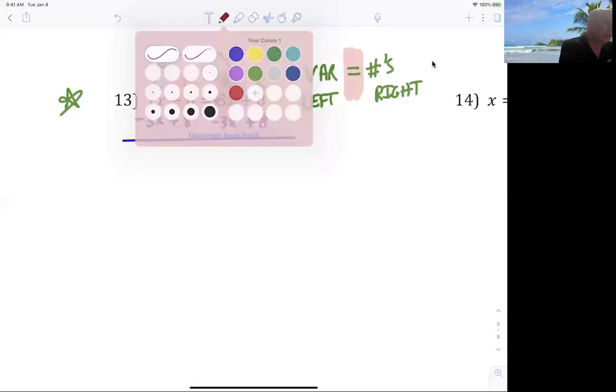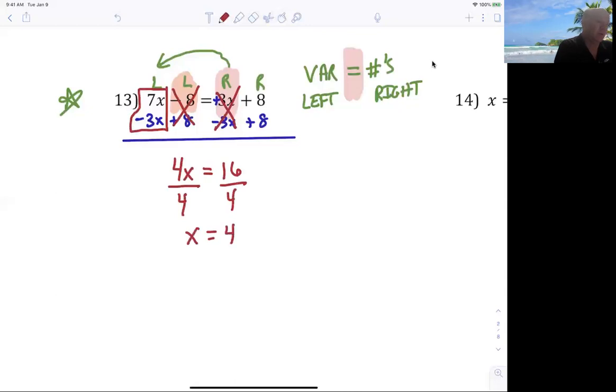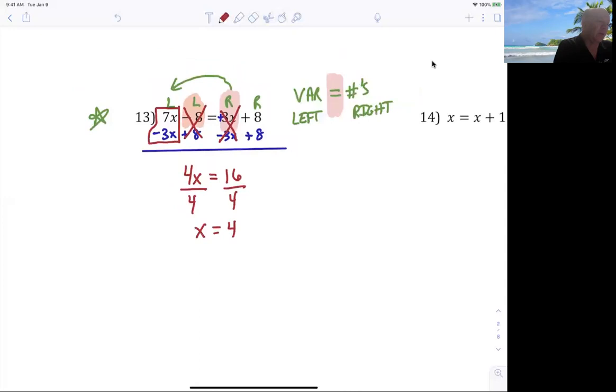So when I combine like terms, you should see this right here, 7x minus 3x is 4x. What happens to these? They cancel. 3x and negative 3x cancel. And now you're left with 4x equals 8 plus 8 is 16. Now how do we undo multiplication? We divide. So x equals 4. All right? Now again, that wasn't that bad. Remember, this is the key. Variables on one side of the equation, numbers on the right side of the equation.